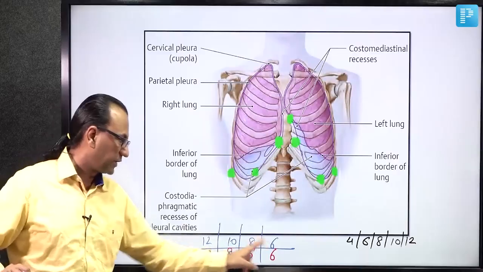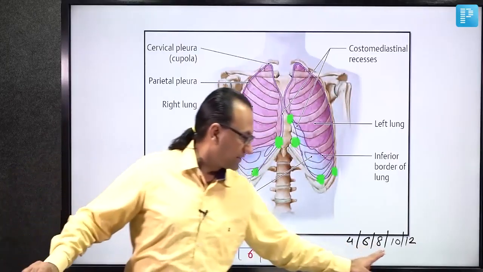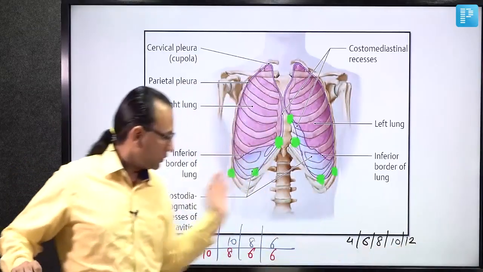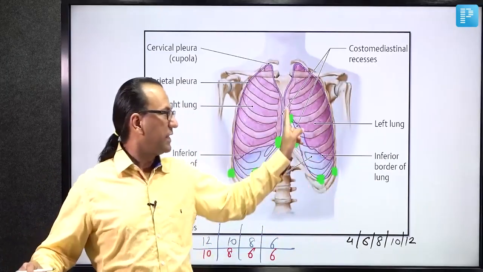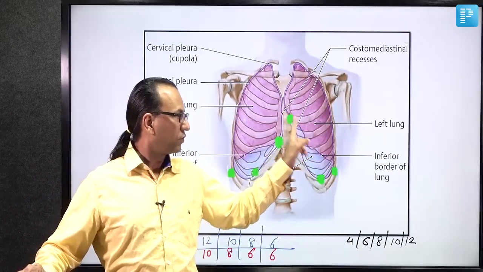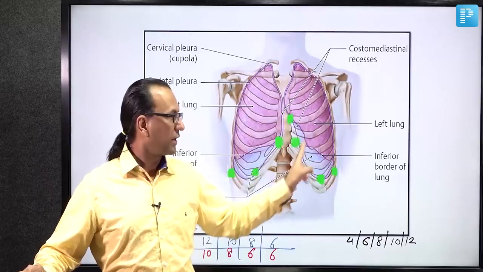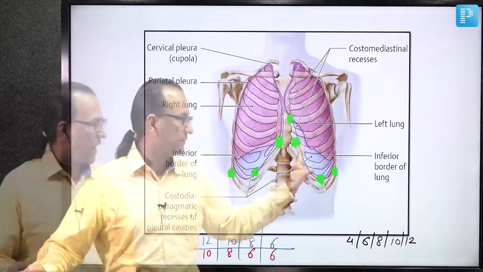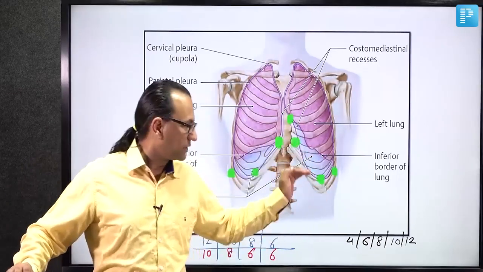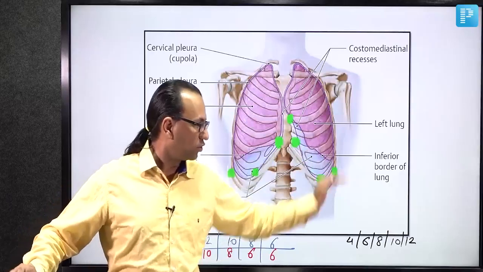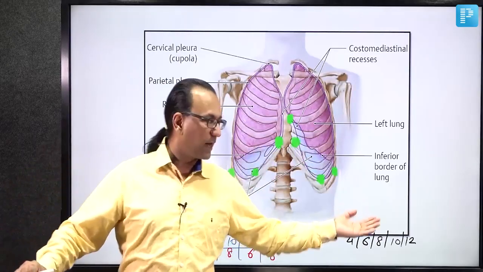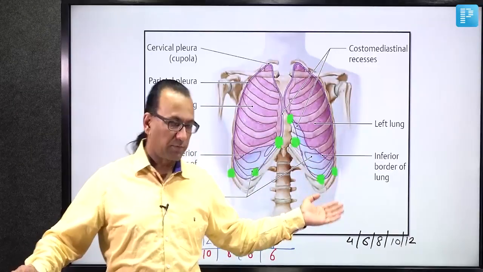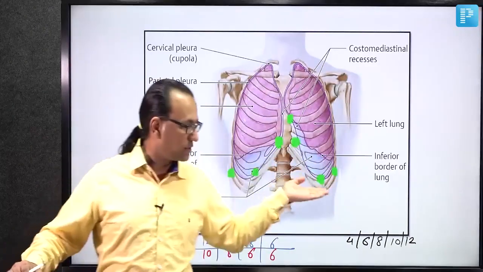So it is just like 6, 8, 10, 12, 6, 8, 10, 12, almost the same for the inferior border on both sides, except for one difference: it leaves the sternum at the 4th rib there due to the cardiac notch. And what about the lung then? Lungs will stay 2 ribs higher, 2 ribs higher, 2 ribs higher, as the right lung and the left lung are the same. Now let me show you the actual surface marking of the pleura in a separate diagram.